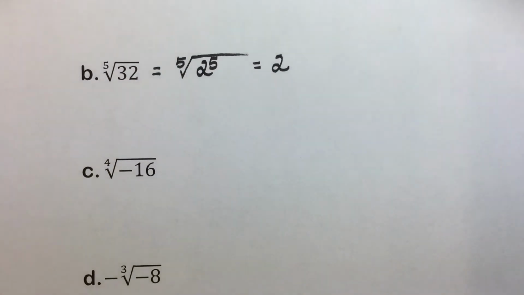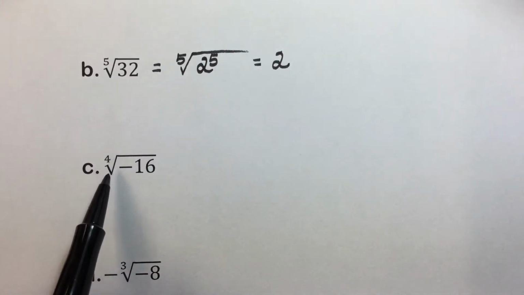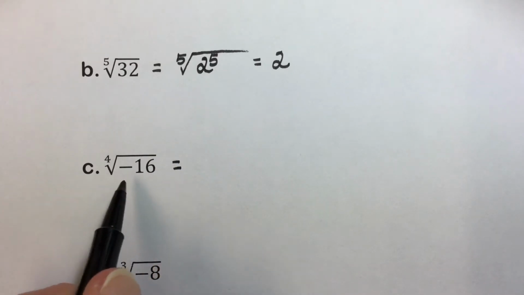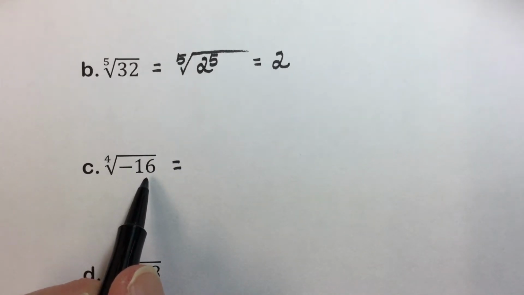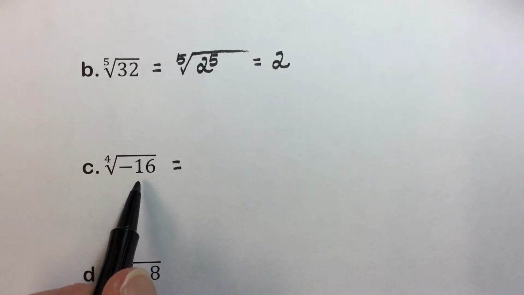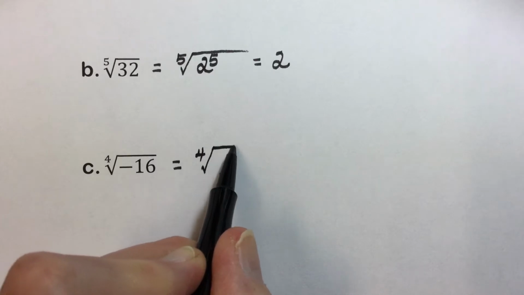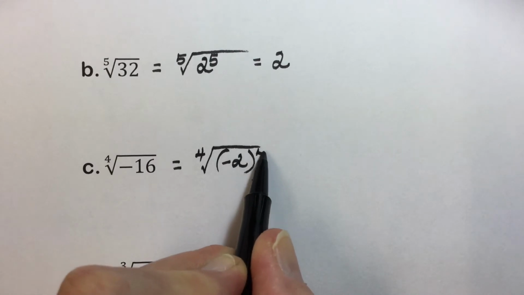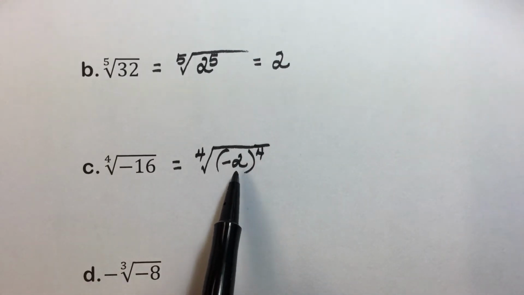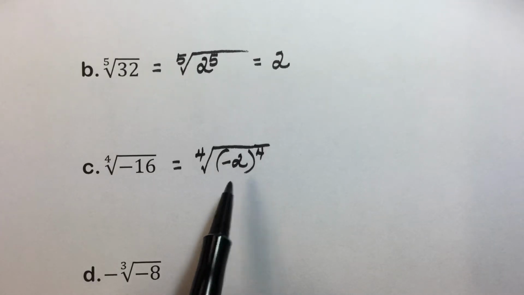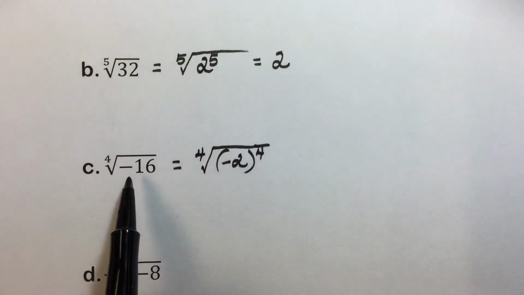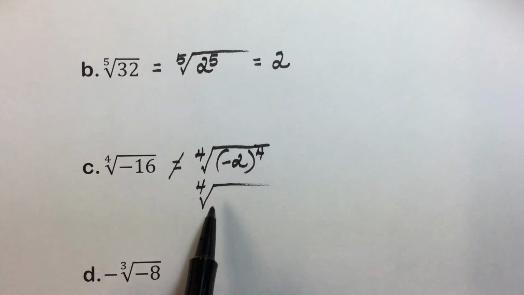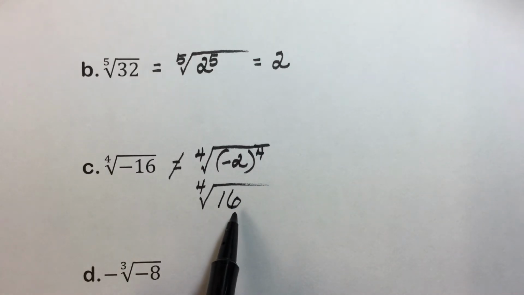In this next example, we are looking for the 4th root of negative 16. If we do a prime factorization of negative 16 and we're looking for the same number times itself 4 times, if we take negative 2 times itself 4 times, we end up with a positive result. This is not equal to a negative 16. Rather, a negative number raised to an even power is a positive result.